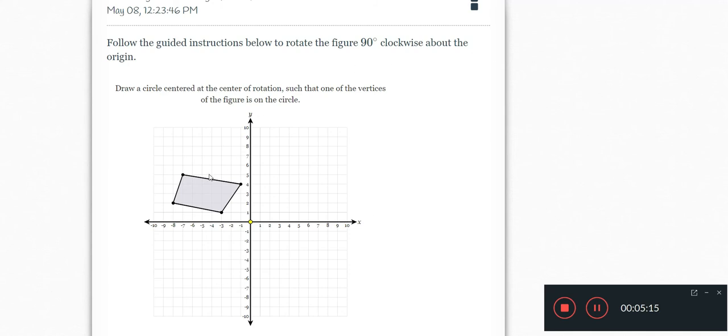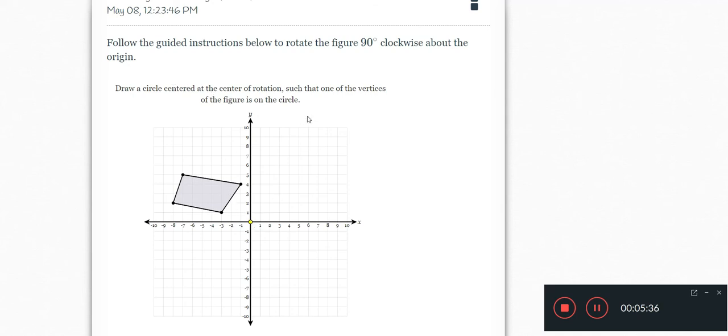So every time you go 90 degrees, it goes to a new quadrant. This would be 90. This would be if I went clockwise 180. This would be if I went clockwise 270. And if I did a whole 360, I would wind up in the same place. So just be aware of the direction that they give you, because sometimes they say counterclockwise, which is to the left.